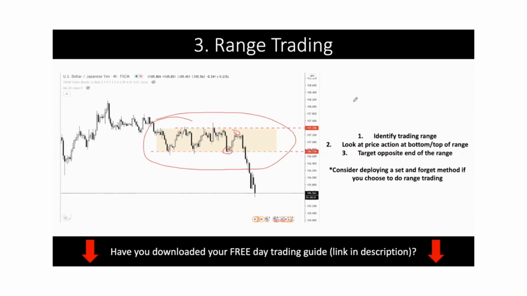Let me just draw it out for you. So you have a range here. In a range, the price action is very choppy, meaning it will just go up, go down, go up, go down. So you will not get a very nice fast movement like in a trend trade or in a momentum trade.